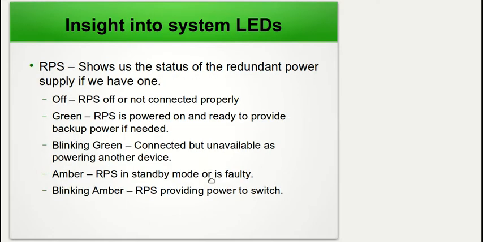The next LED we have is called the RPS LED, and it shows us the status of the redundant power supply that we have connected to our switch, if we have one. If it's off, it means we either have no RPS or it's not connected to the switch properly. If it's green, the RPS is powered on and ready to take over for the main power supply if needed. Blinking green means the RPS is connected but currently unavailable as it's powering another device. Amber means the RPS is in standby mode or is faulty, and blinking amber means the RPS is currently providing our switch with power because our main power supply has gone down and is faulty.